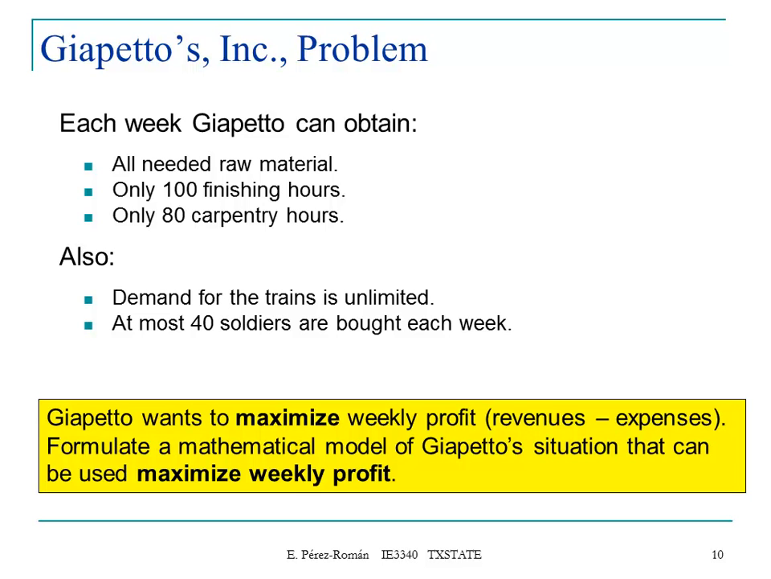You also have the constraints in terms of the raw material that you have available, and also the constraints in terms of the capacity that you have to build these products. So you have 100 finishing hours and 80 carpentry hours. And also you know that the demand for trains is unlimited, and at most 40 soldiers are bought each week. So we want to maximize our weekly profit, which is the difference between the revenues and the expenses.